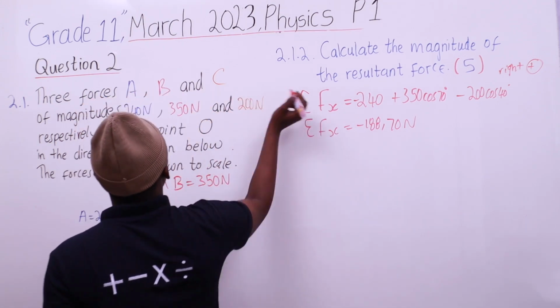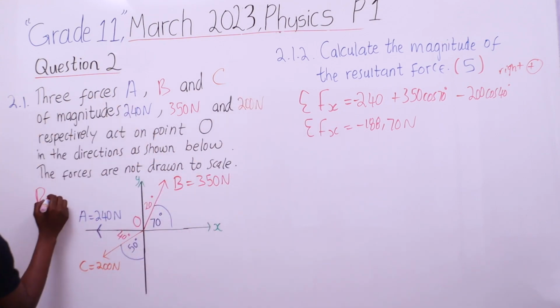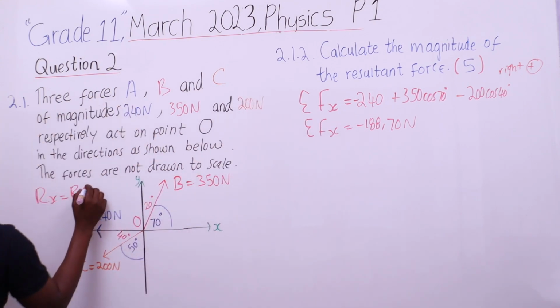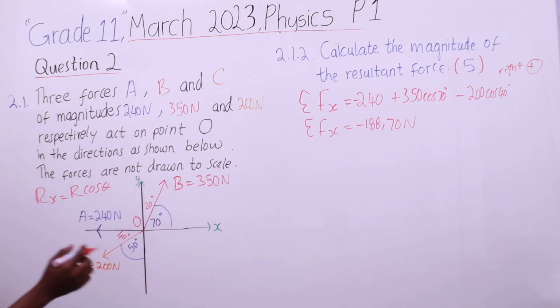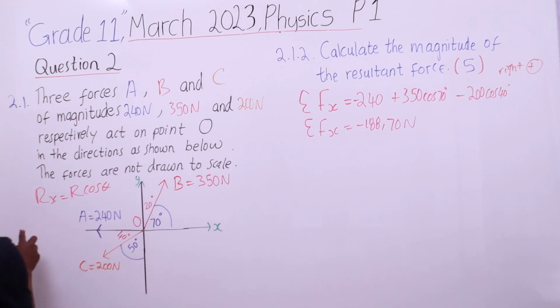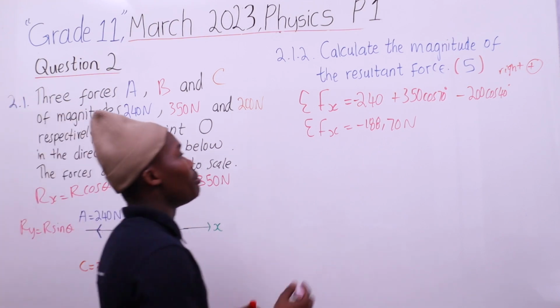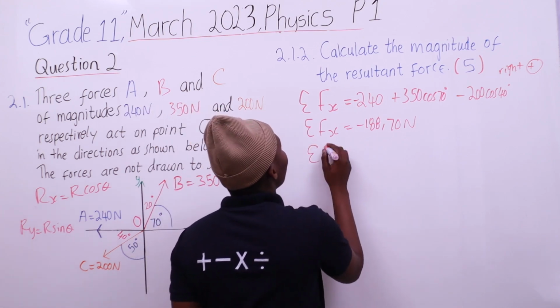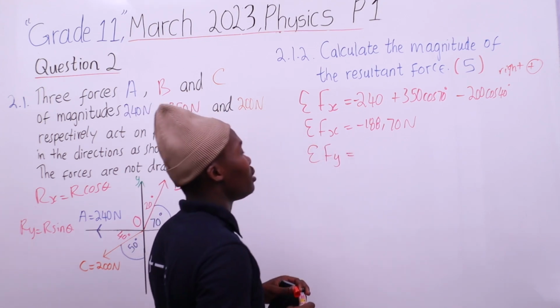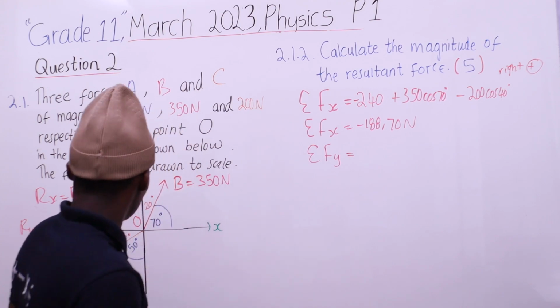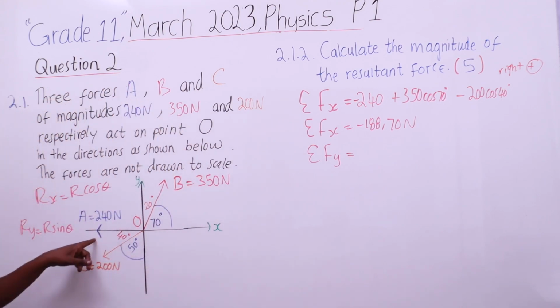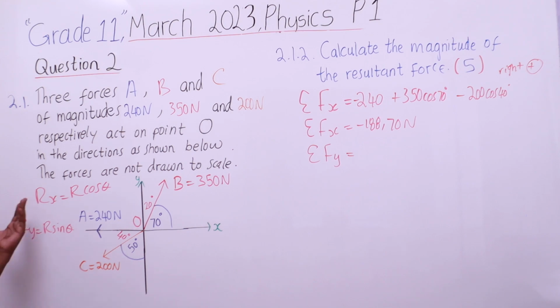Why am I using cos? It is because the formula says Rx is equal to R cos theta. The other one, for y, says Ry is equal to R sin theta. Let's do the verticals now, the y. So the sum of all the y forces is equal to, the y of A is 0, so I will skip it.